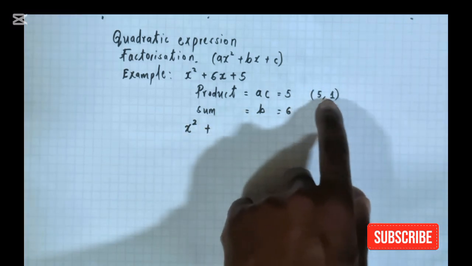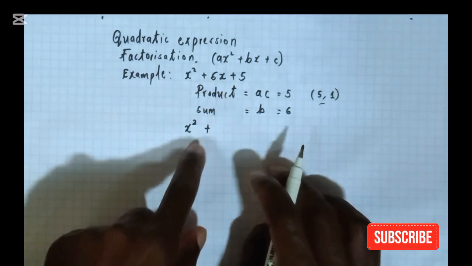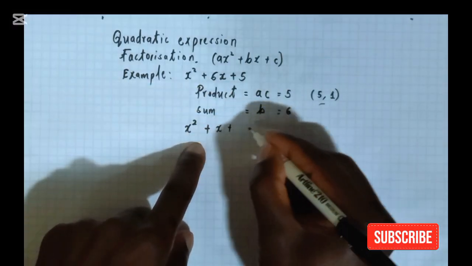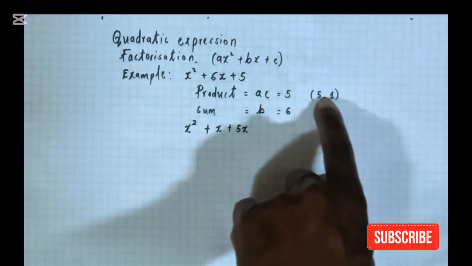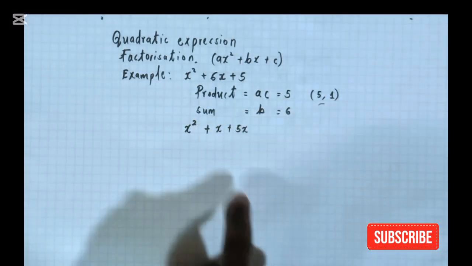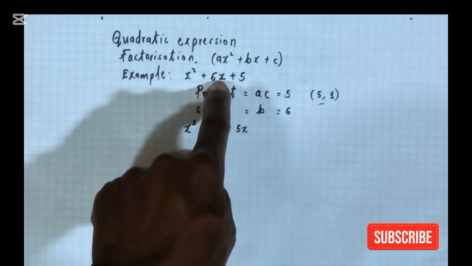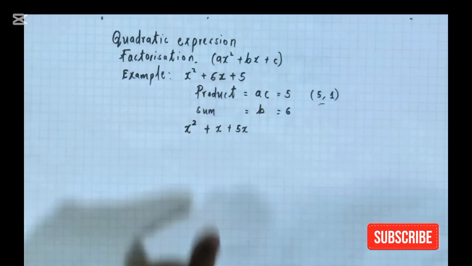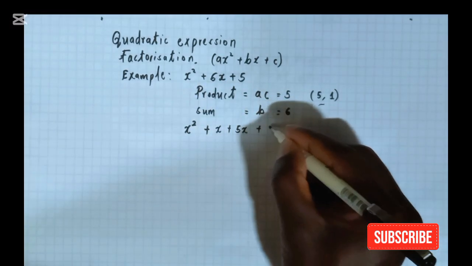So we know that 5 plus 1 will give us 6. So we're going to write b such that when you add 5 and 1, we get 6x. So that's basically going to be x plus 5x. And we have used these two numbers here. So you take x plus 5x, get 6, which is the number representing b, the coefficient of x here, plus 1.